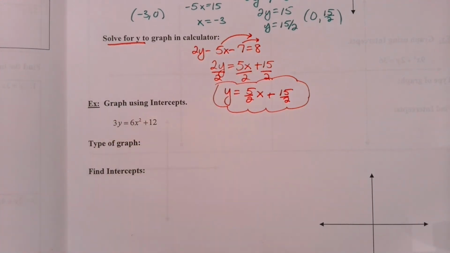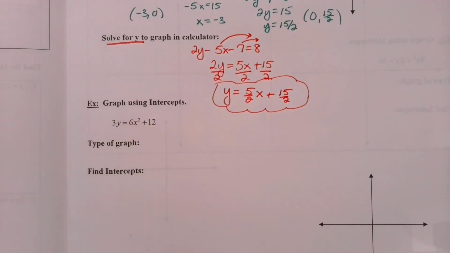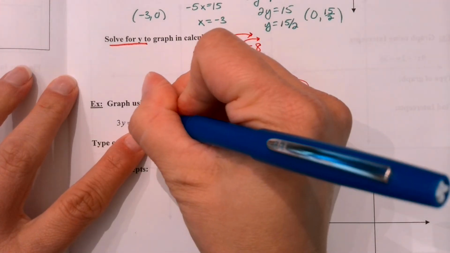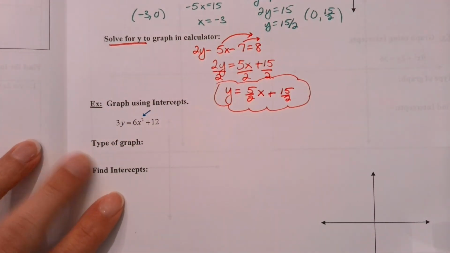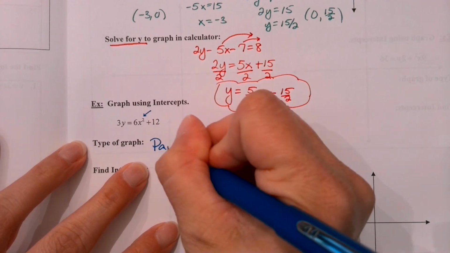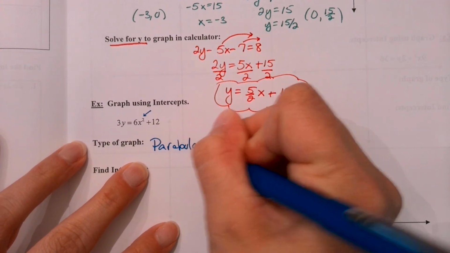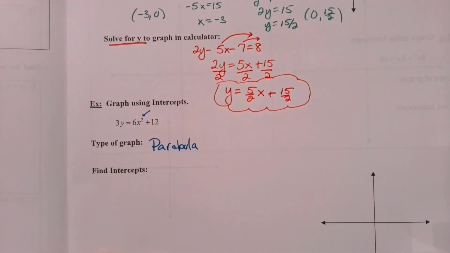Okay, let's go on to the second one here. Graph again using intercepts. So I'm looking at this and I see the highest power is 2. When you have an x squared problem, that means it's going to be a parabola. The shape is a parabola, a U-shaped graph. So don't draw a straight line.